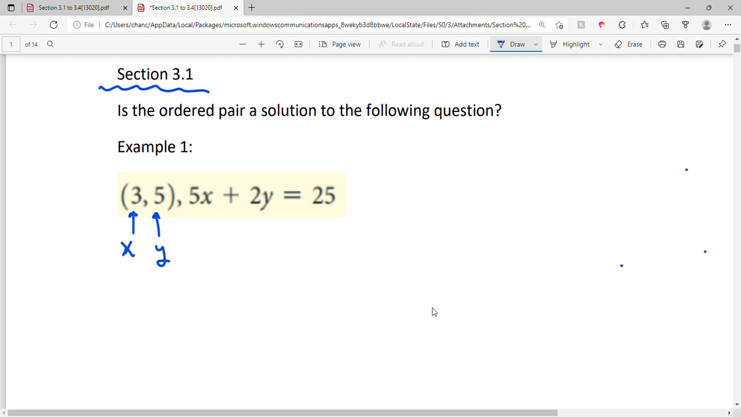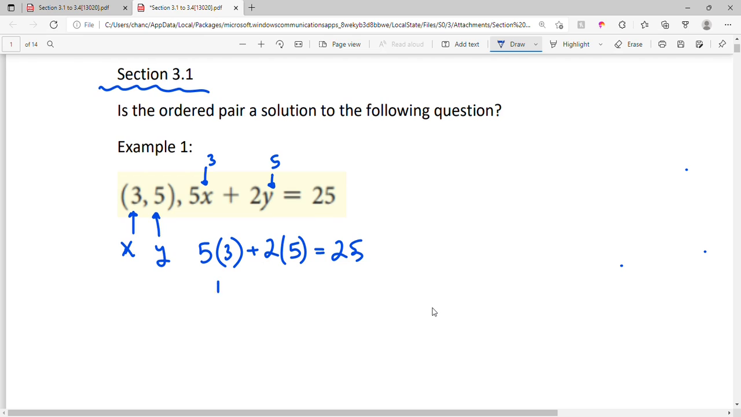In order to see if this is a solution, I need to substitute that x with a 3, and I am going to replace the y with a 5. When we do the substitution, don't forget you need parentheses around each of those values. And we can evaluate both sides now.